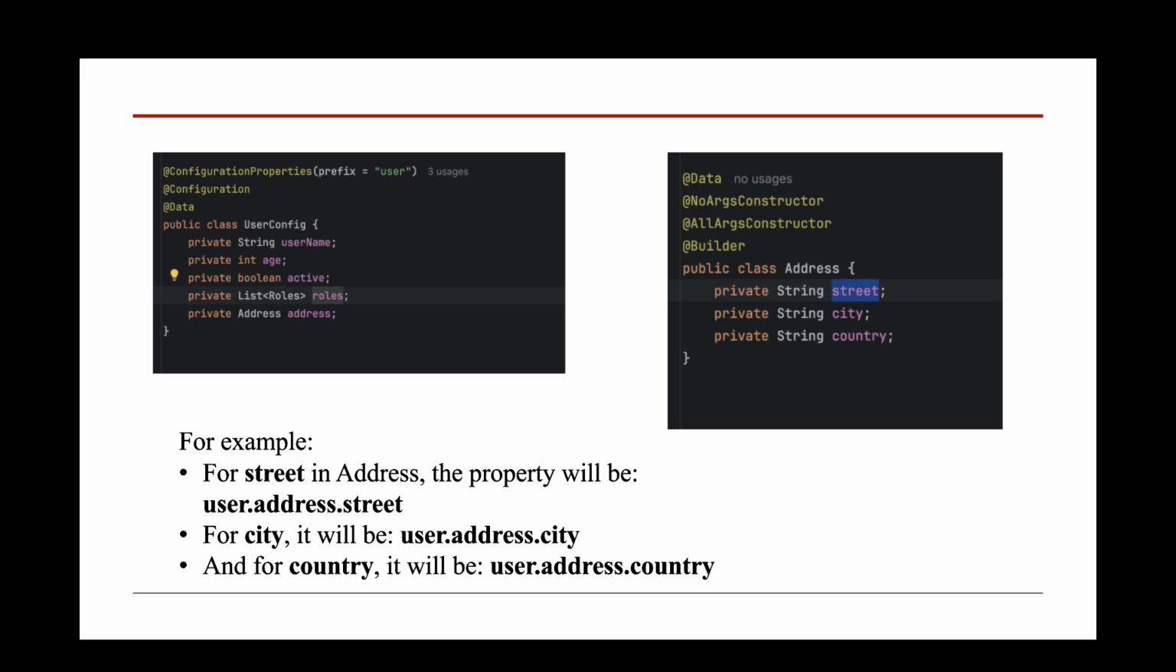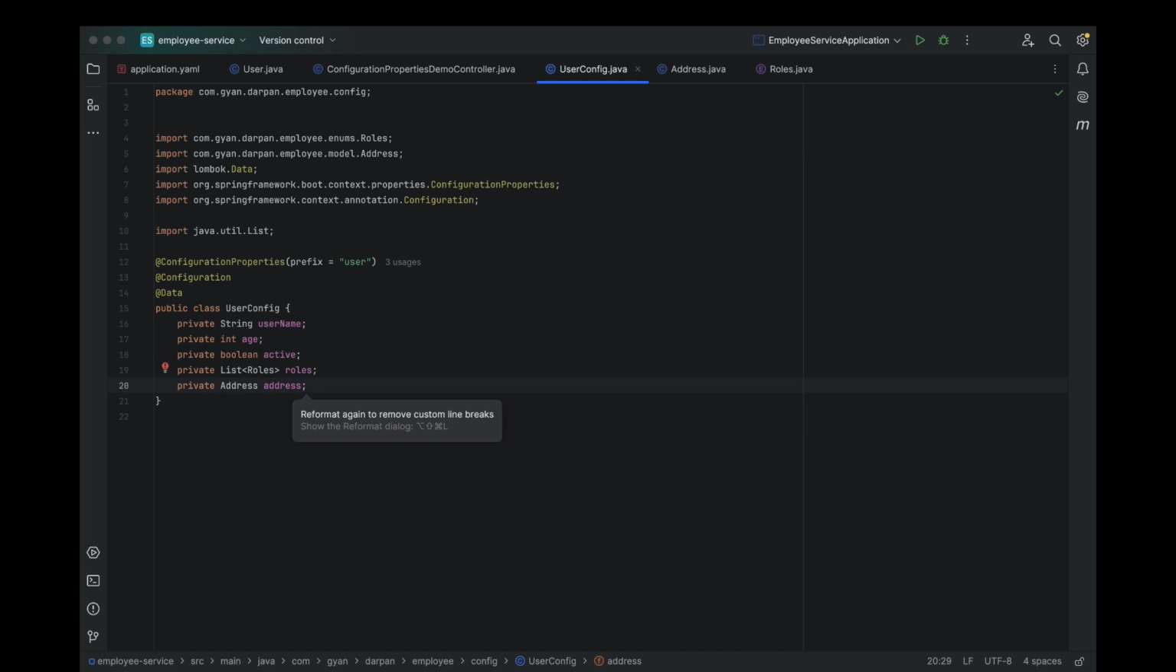For example, for street in address, the property will be user.address.street. For city, it will be user.address.city. And for country, it will be user.address.country. See how each nested field inside address is represented with the user.address prefix, followed by the specific field name. This is how Spring Boot maps the values from our configuration file directly into our userConfig class, including all nested fields.